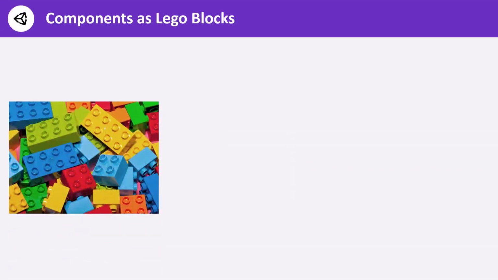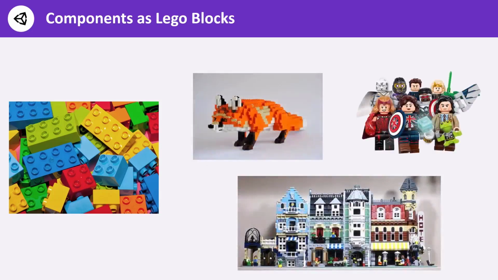Let me give you an analogy. You can think of a component as a Lego block. Lego blocks come in various shapes, sizes, and colors. By themselves, they're not impressive. When you put them together, you can create amazing models. You can build animals, buildings, characters, and almost anything you can imagine with Lego blocks. This idea of putting together a set of blocks to create an object is known as composition.